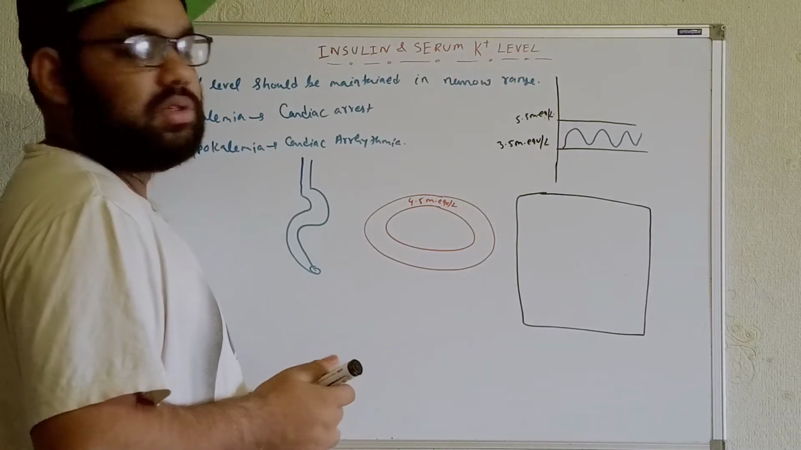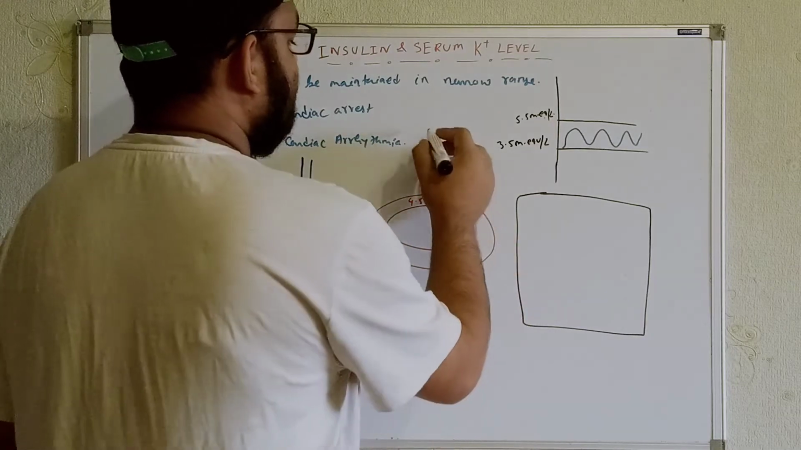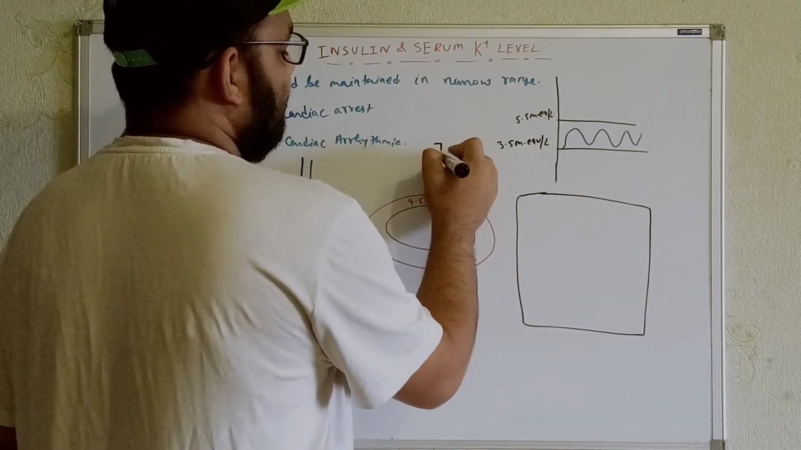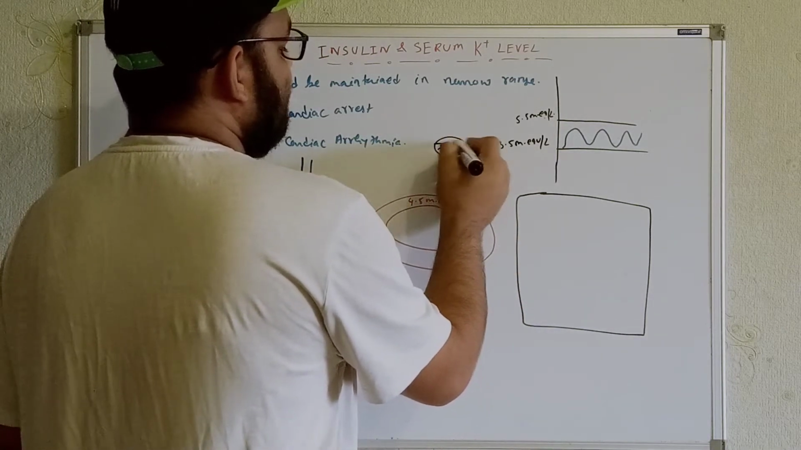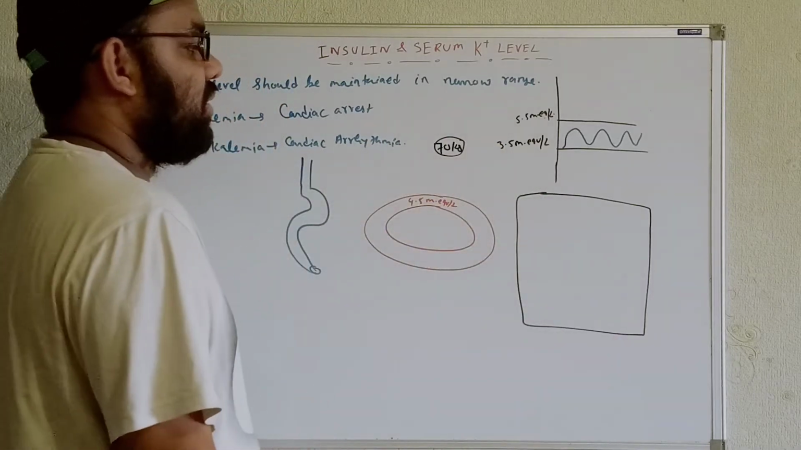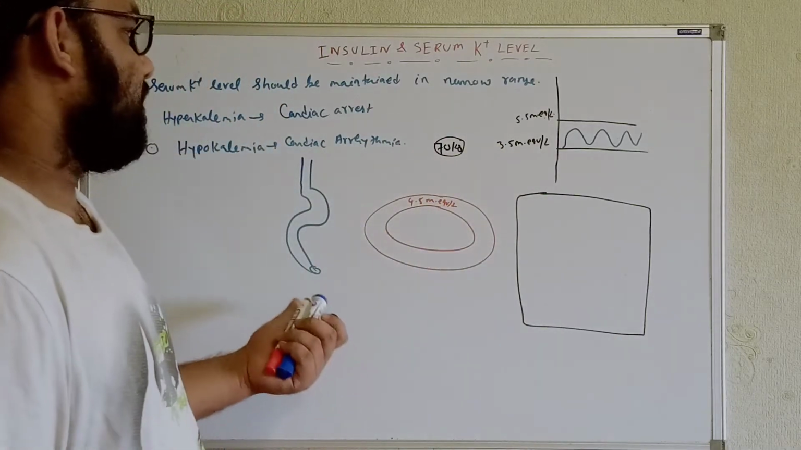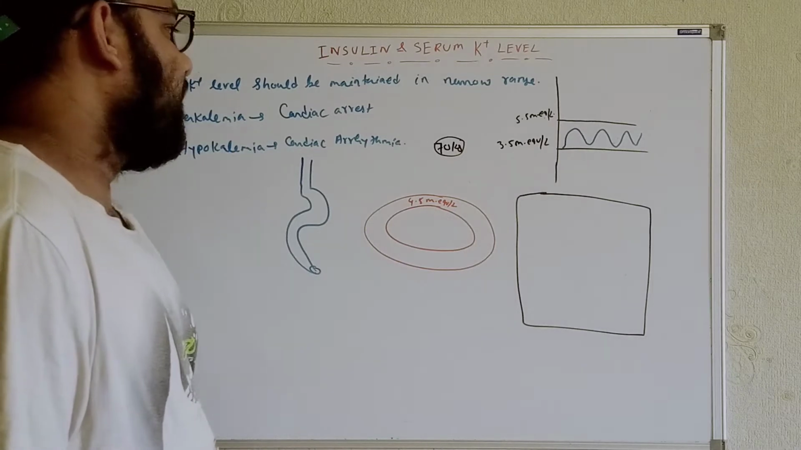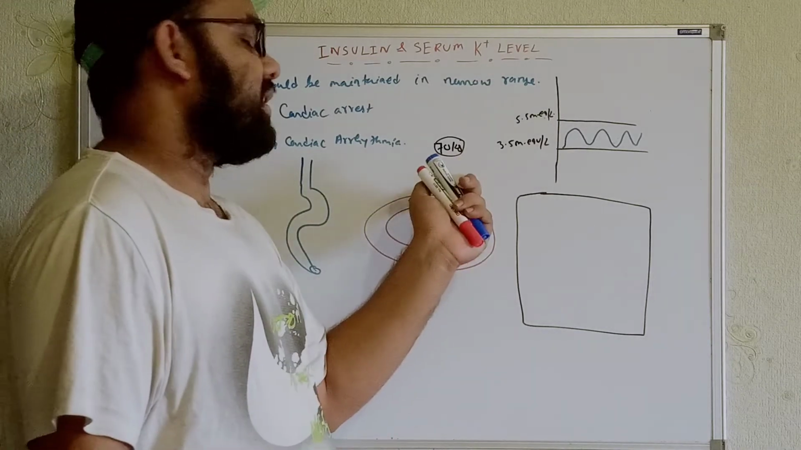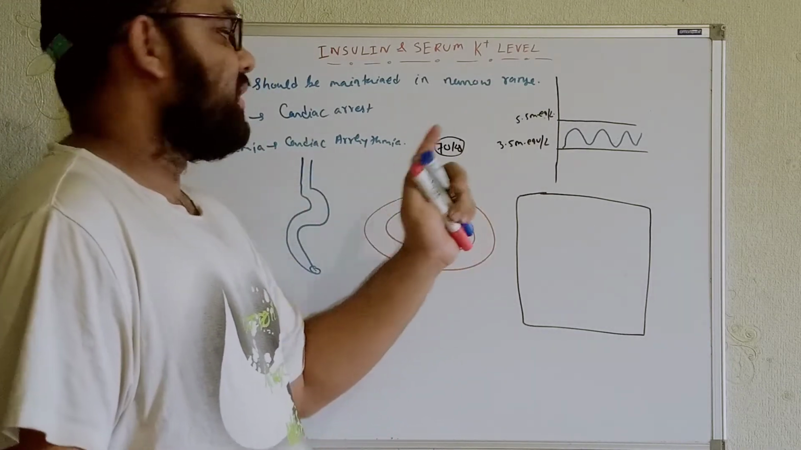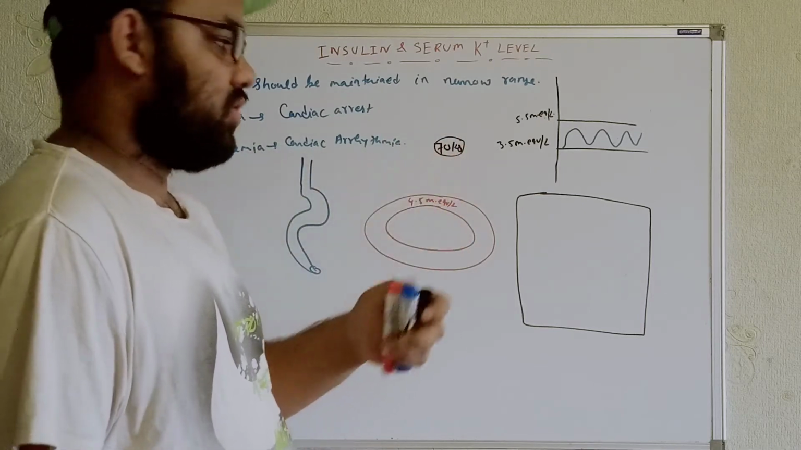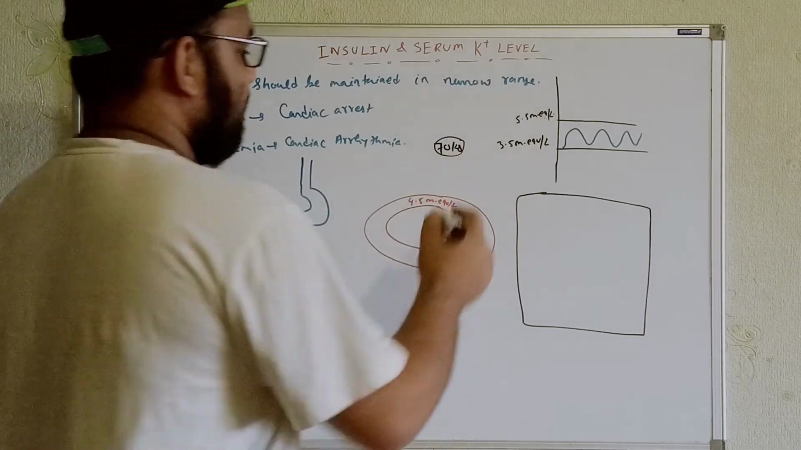And if we talk in terms of body fluid distribution, for example, there is a young adult man with a 70 kilogram weight. 60% of the total body weight is water. So if the total body weight is 70 kg, we'll get 60% of that, which is around 42 or 40. So let's write it over here. We'll get around how much?